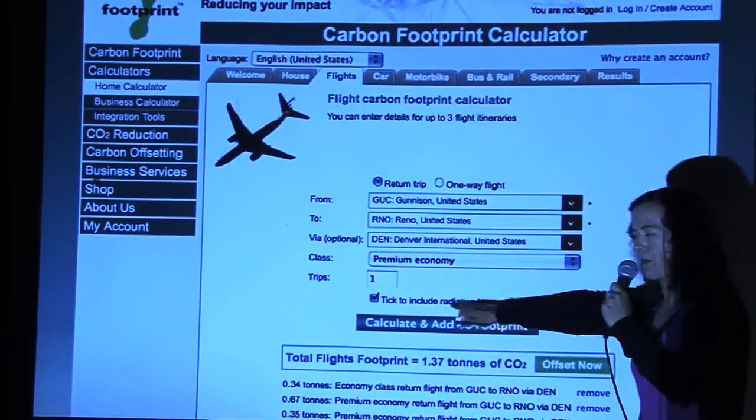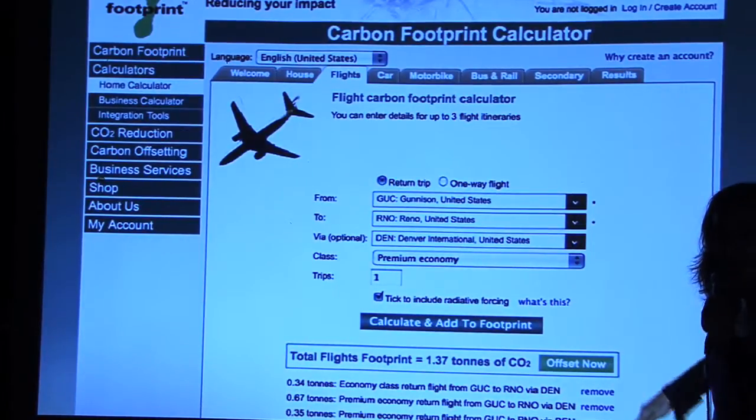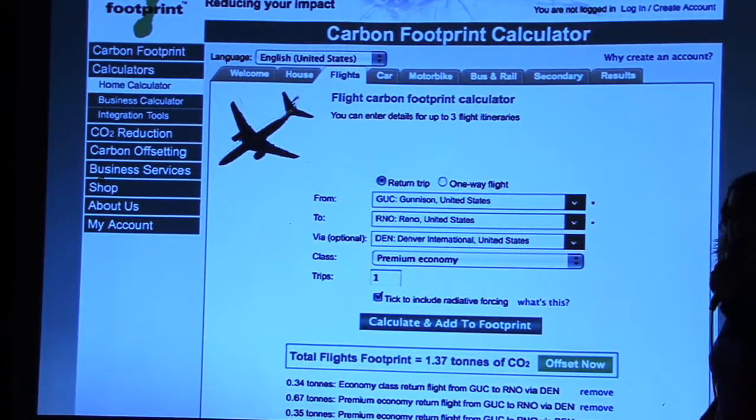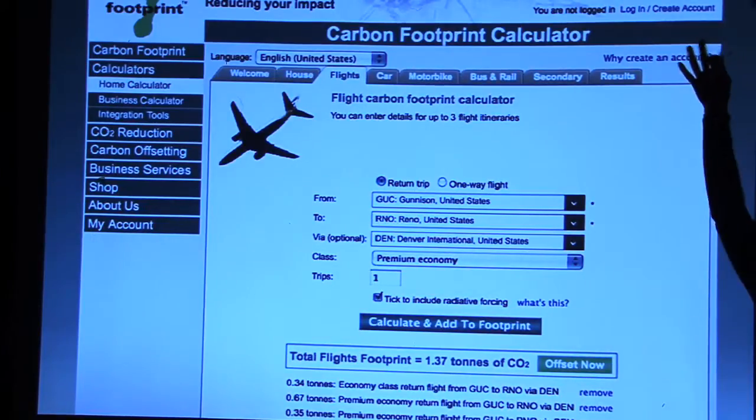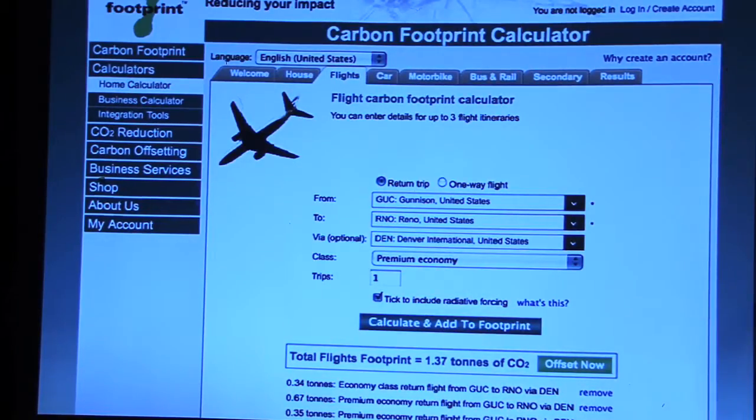The other thing is how many people know what radiative forcing means? 1, 2, 3. So when carbon emissions happen very, very high in the atmosphere, it actually multiplies the effect of the pollution to the atmosphere by a factor of 2. So if you want to be really honest about your carbon emissions, you're going to click that and it's going to double your emissions. Then your public transport.